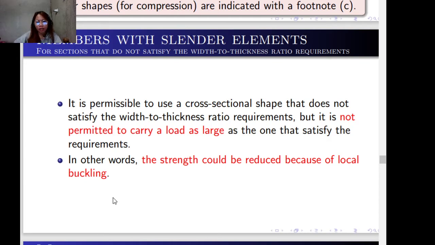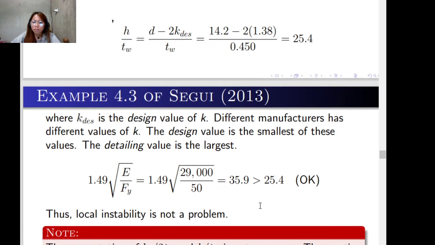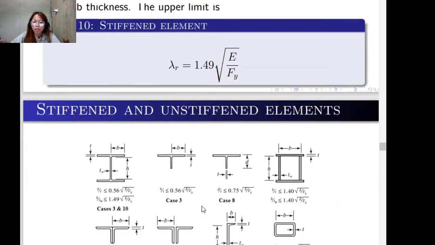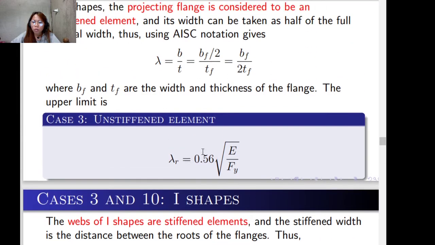Alright, good day. So we'll now continue to discuss these topics under the compression members: members with slender elements, for sections that do not satisfy the width to thickness ratio requirements. So this is the lambda, no? Remember in our previous video that I made.